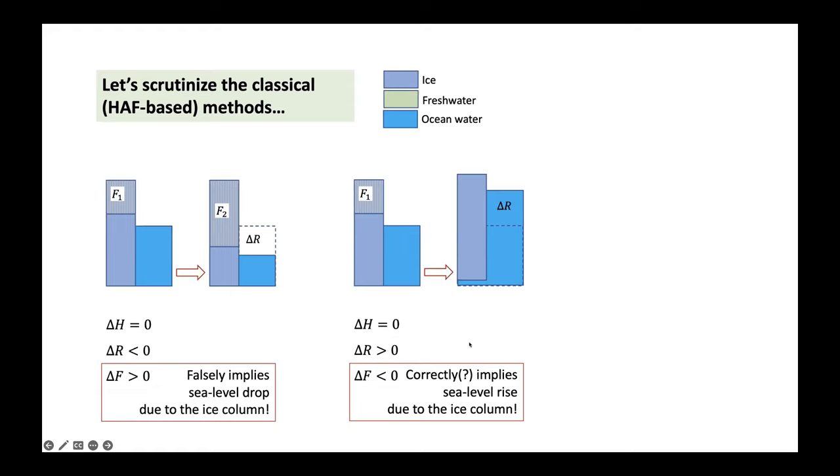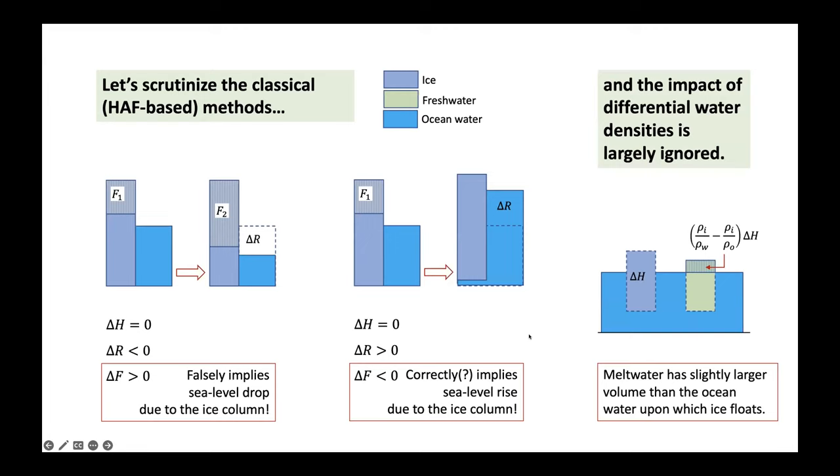And apart from these and other complications that the existing height of a flotation based method cannot capture, there is another important element that is mostly overlooked, which is related to the fact that the freshwater density is different from the ocean water density. So here is a simple example. It also applies to sea ice. This is some happily floating ice of thickness delta H. If it melts instantaneously, it produces freshwater, which has a slightly larger volume than the ocean water upon which the ice floats. So basically the hatched portion of the freshwater should be distributed across the ocean area. And in this particular case, it is always true that the melting of floating ice contributes to sea level rise.